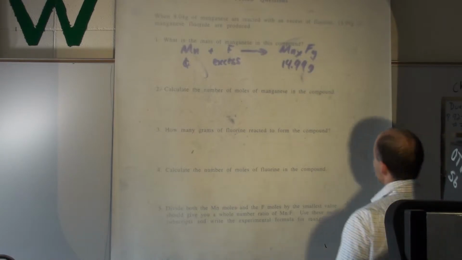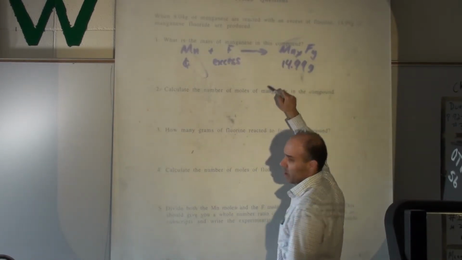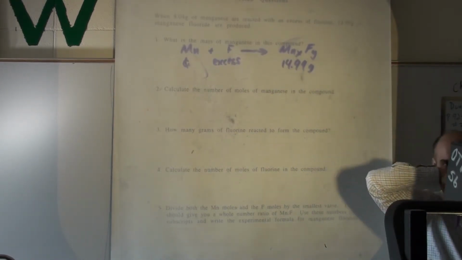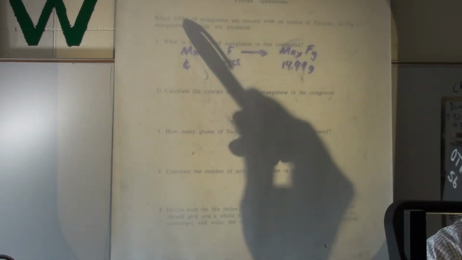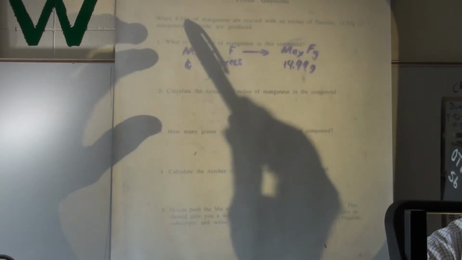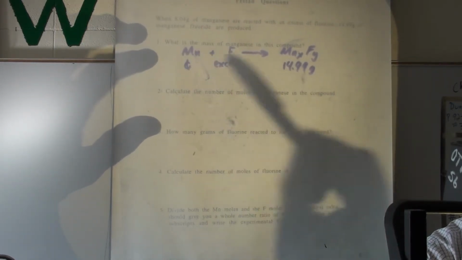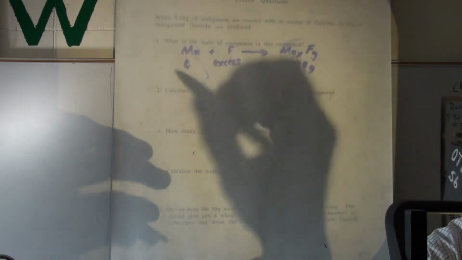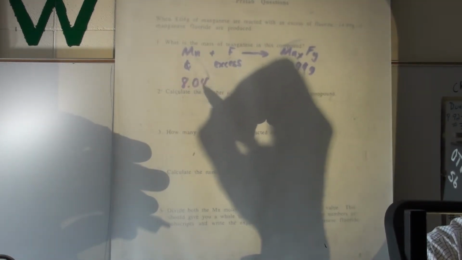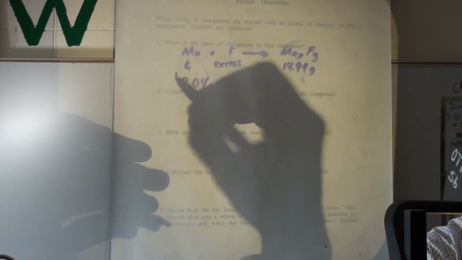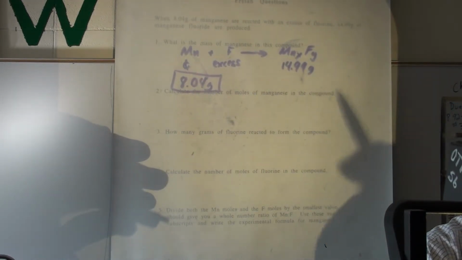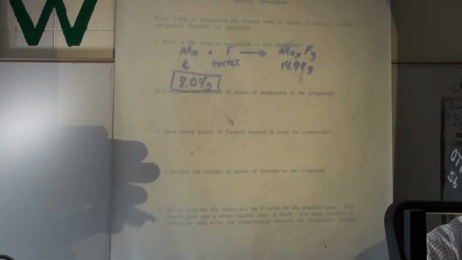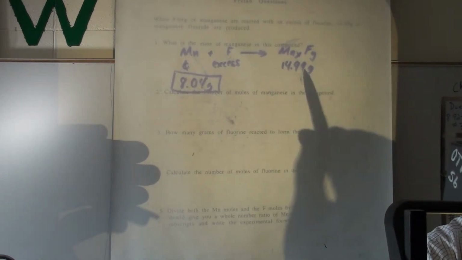And so now they're asking in question number 1, how much manganese is in that compound? Well, how much manganese did we start with? 8.04. Since it's all reacted, it's all in there. So the first problem here really isn't a calculation at all. It's really just kind of thinking about it. 8.04 grams of manganese are inside that 14.99 grams of manganese fluoride. Because it all reacted, it's all in there.